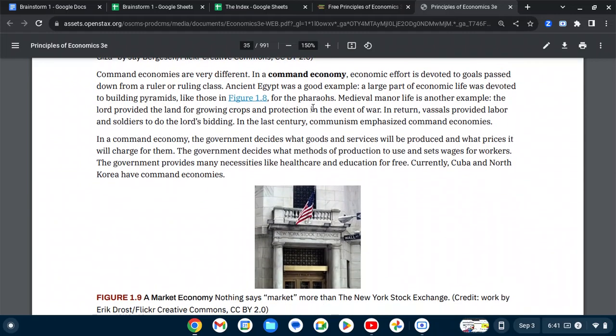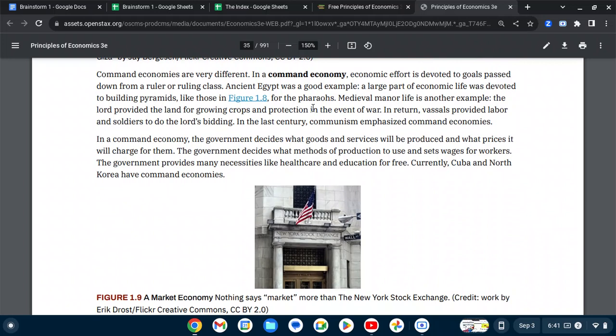Command economies are very different. In a command economy, economic effort is devoted to goals passed down from a ruler or ruling class. Ancient Egypt was a good example. A large part of economic life was devoted to building pyramids, like those in Figure 1.8, for the pharaohs. Medieval manor life is another example. The Lord provided the lands for growing crops and protection in the event of war. In return, vassals provided labor and soldiers to do the Lord's bidding.